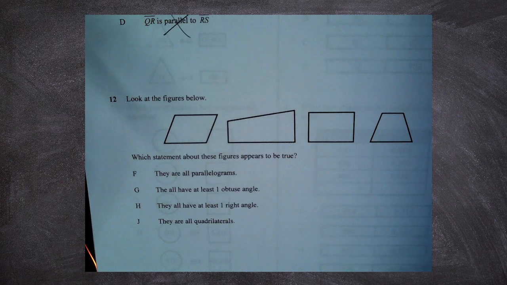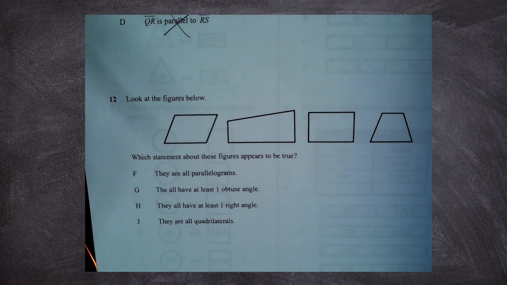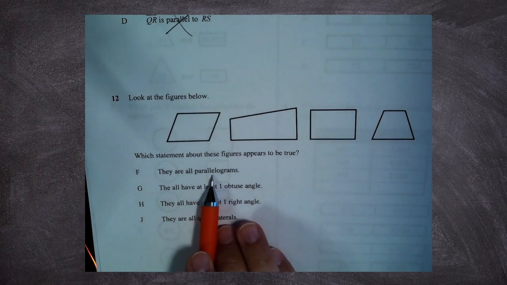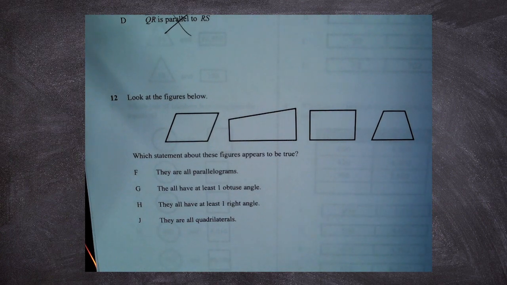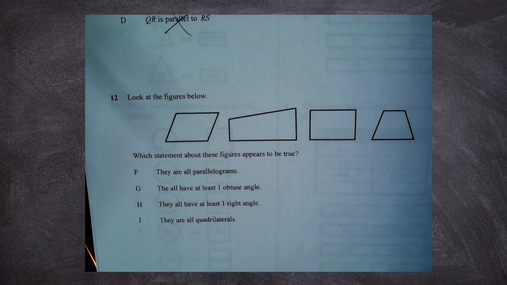Number 12. Look at the figures below. Okay, four shapes. Which statement about these figures appears to be true? So we have to see something that is true about all of these shapes. They are all parallelograms. Again, to be a parallelogram has to have four sides. All of these shapes have four sides, but to be a parallelogram, they also have to have two pairs of parallel sides.